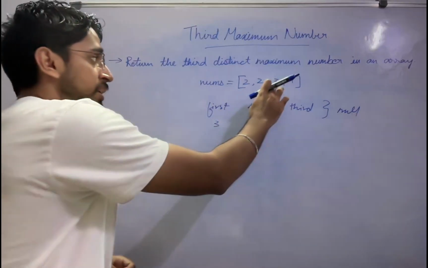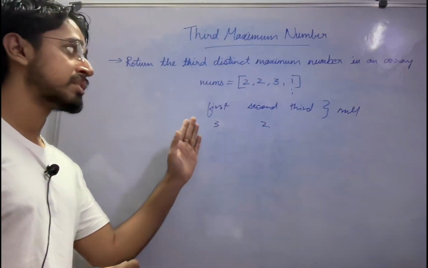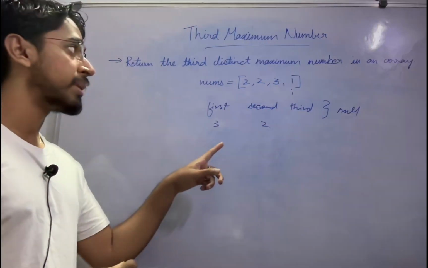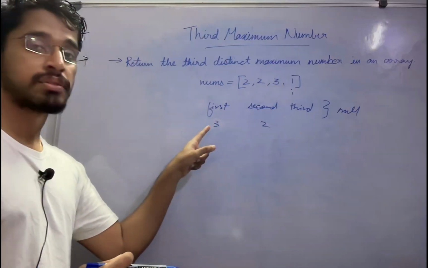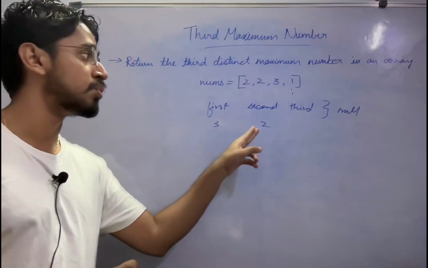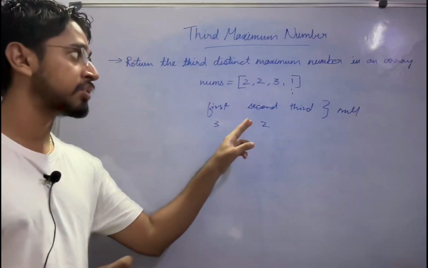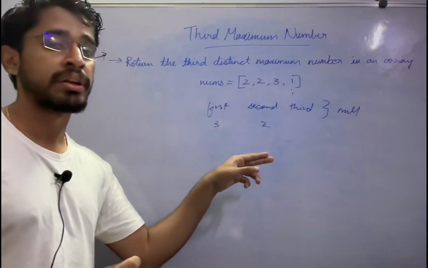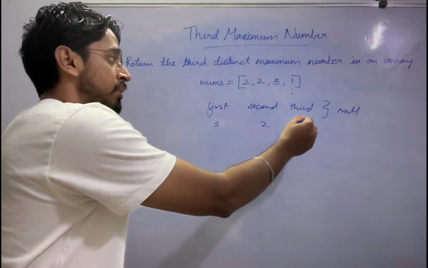Let's increment I. Now we see if I is in the first, second, or third position. We compare the value of I, that is 1, to see if it is greater than 3. It is not greater, so we again check if it is greater than 2, the second variable that we created. Obviously 1 is not greater than 2, so 1 stands at the third position.